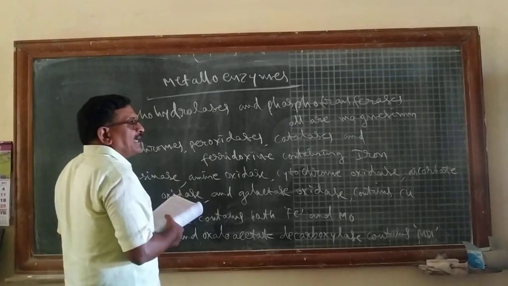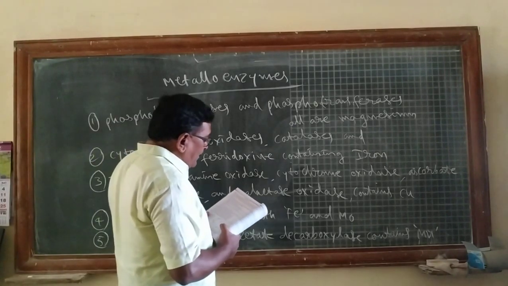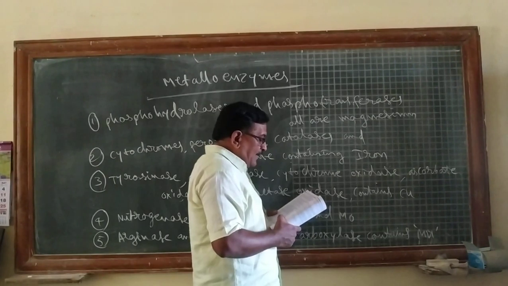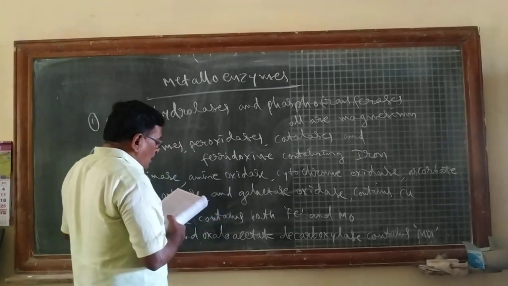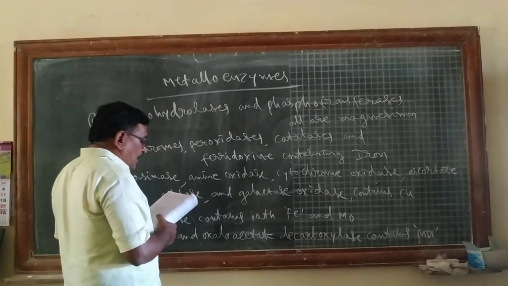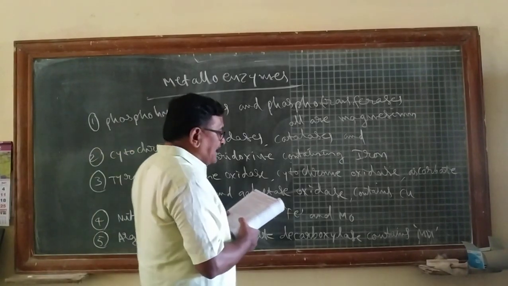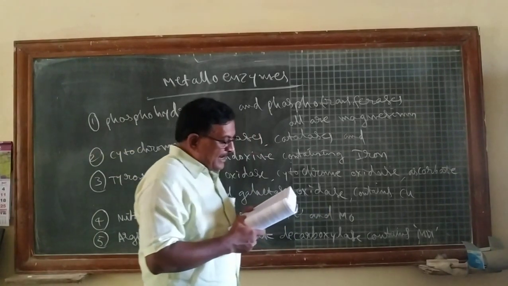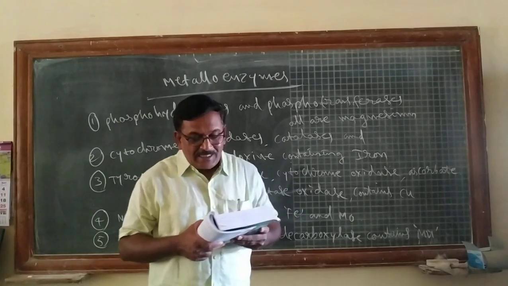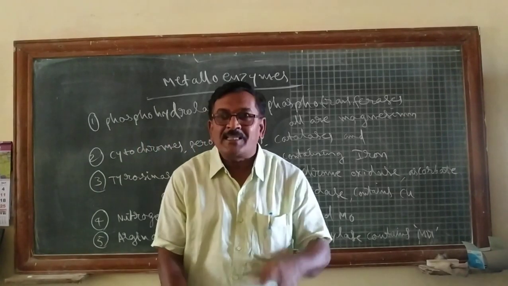I will repeat it once again. The sixth metallo enzyme group is alcohol dehydrogenase, alkaline phosphatase, carbonic anhydrase and carboxypeptidase, all containing zinc. Now we shall discuss these metallo enzymes one by one.